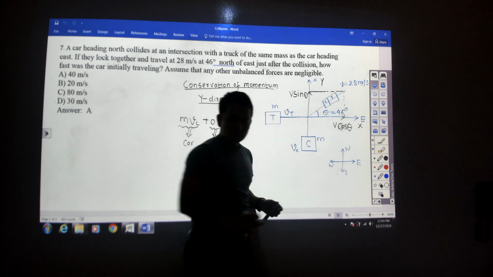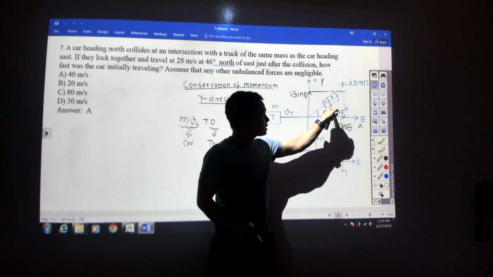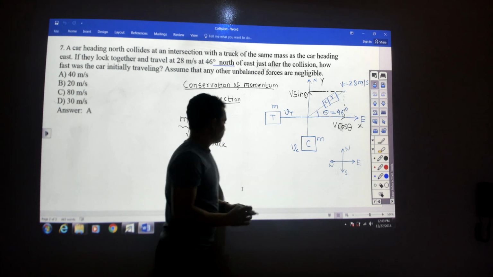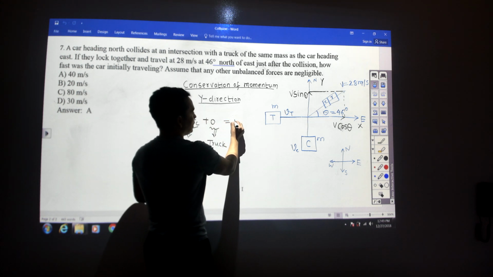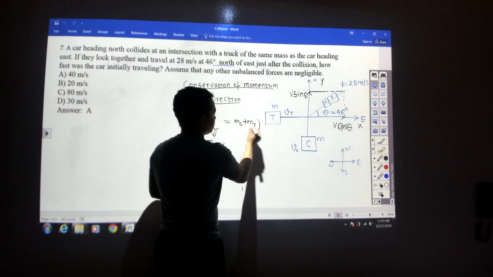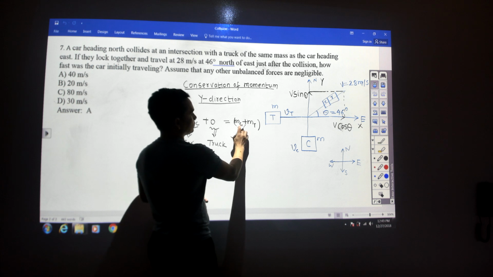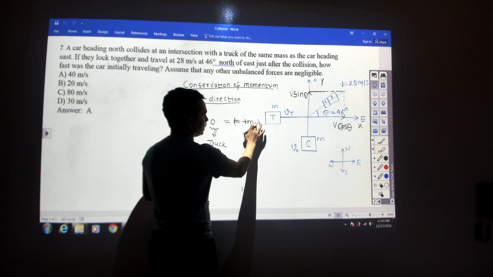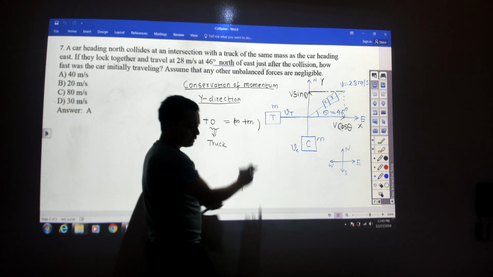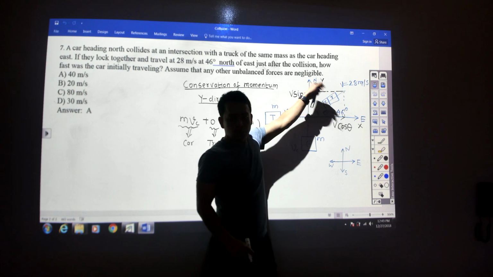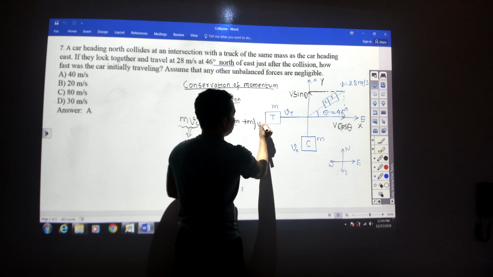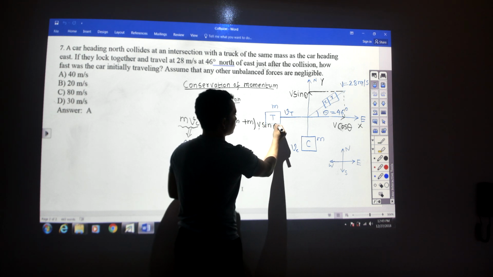So what is the momentum? The total mass is the mass of the car plus the mass of the truck, and both masses are equal, so this will simply be m plus m. This is the mass of the car and this is the mass of the truck. And the velocity along the y-axis is just v sine theta.